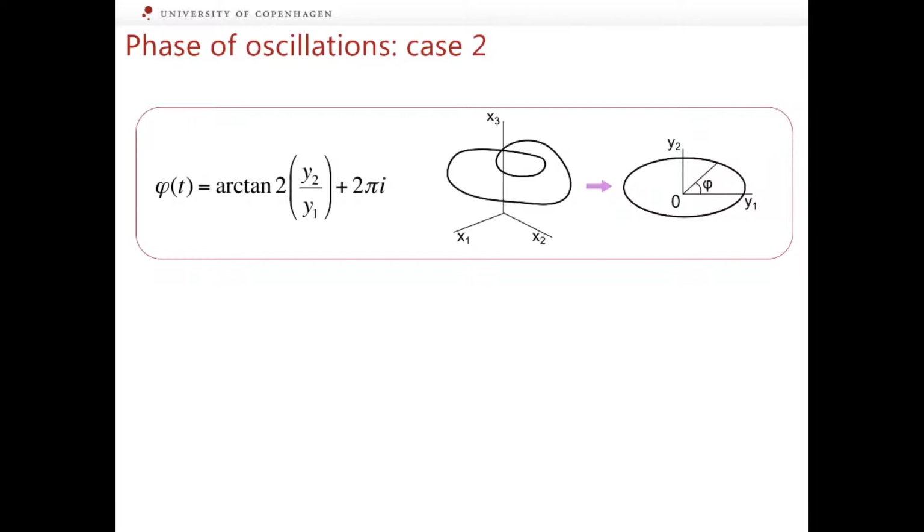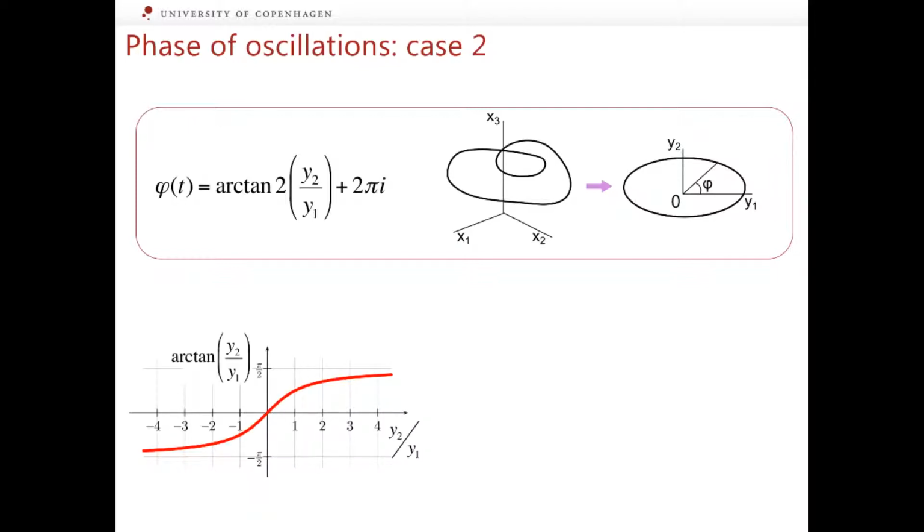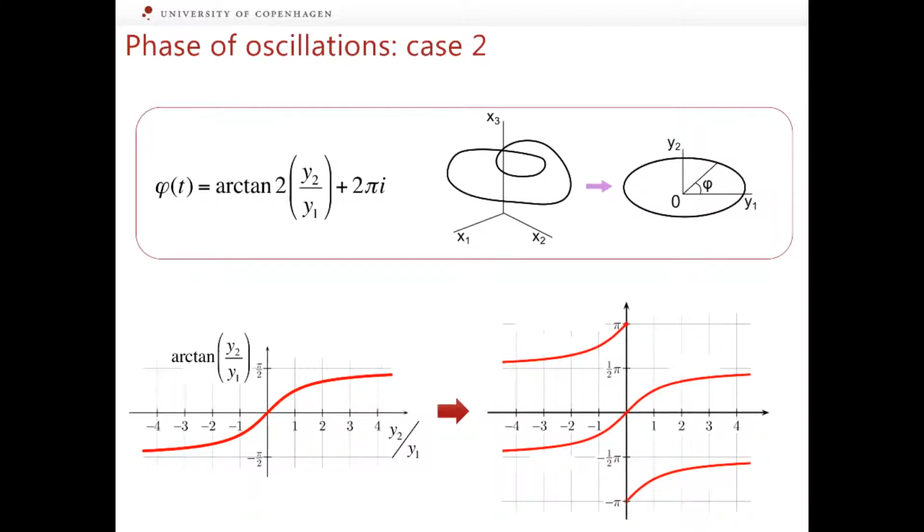Let me explain how it works. The usual arctan function of an argument y2 over y1 takes values from minus pi over 2 to plus pi over 2. The use of this function would be inappropriate here because the difference between the largest and the smallest values of arctan is only pi. But we need such a function which would take values between minus pi and plus pi to ensure that within a single cycle the phase grows by 2 pi. This is achieved by using the extended arctan, arctan2.